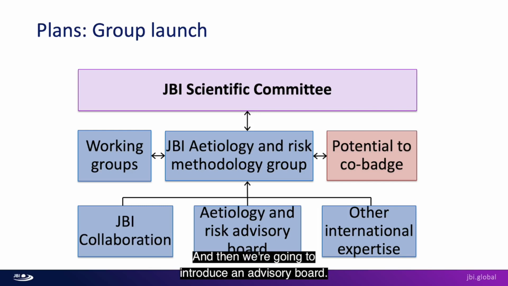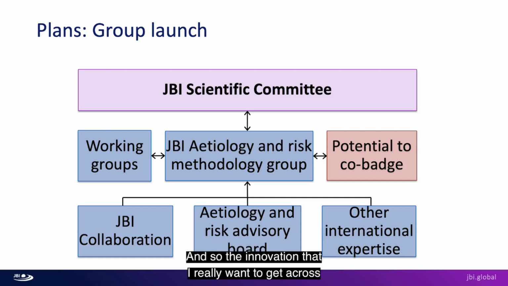Then we're going to introduce an advisory board. This is new. These people along the bottom help the Etiology and Risk group, and they might be members of the JBIC or the advisory board or other external experts that we decide to consult with. There are other groups also that we know who are interested in this type of work, and we don't want to work against them or duplicate efforts. We really want to work with them. So we're going to reach out and see if they want to work with us and join us in this group and on this program of research. There will be opportunity to collaborate or perhaps even co-badge the Chapter 7 guidance.